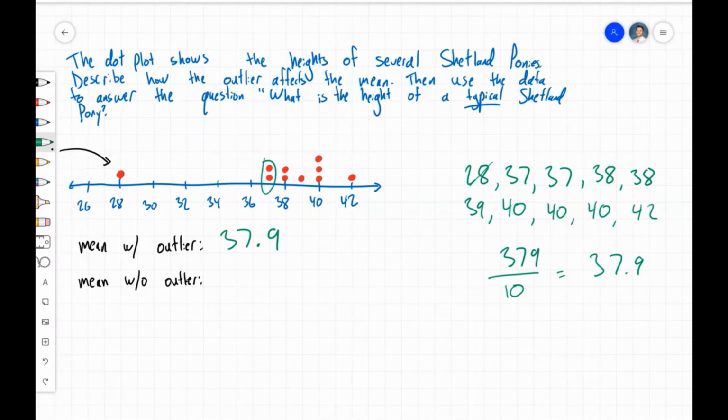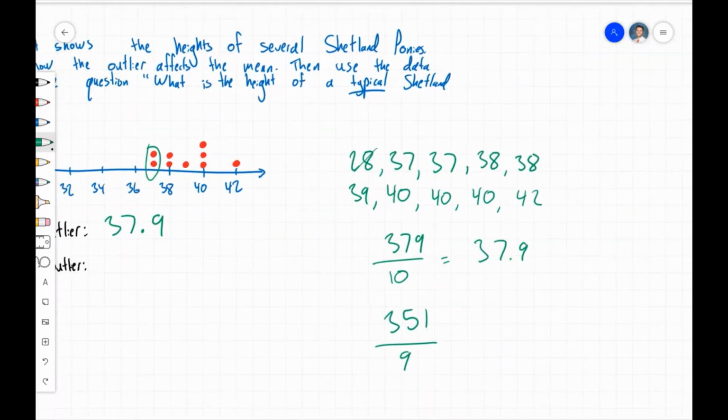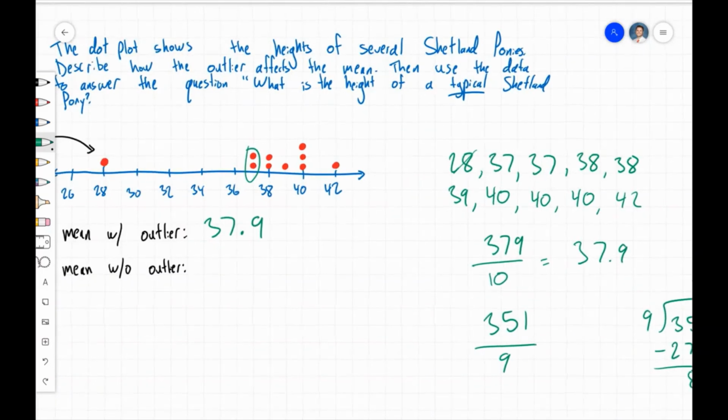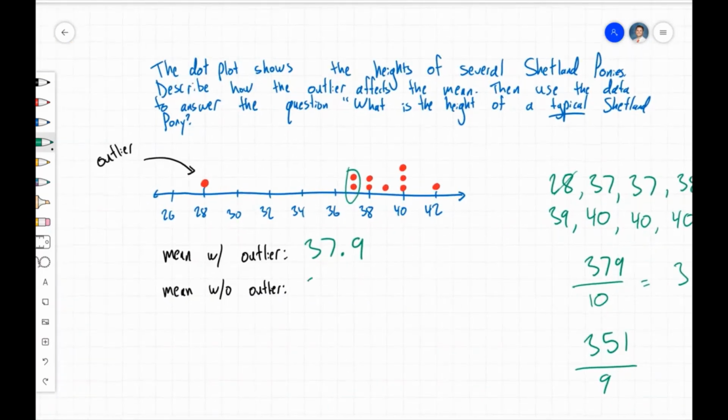When we add all of those values together, we get 351, and we're going to be dividing that by 9. 9 goes into 35 3 times, that's 27. 35 minus 27 is 8, and 9 goes into 81 9 times. So without our outlier, we get a mean of 39. If we want to compare these two, we can see that when we include the outlier, it brings our mean or average height down by more than an inch.